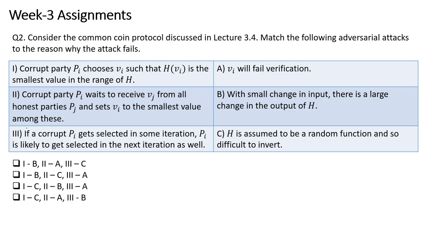This is the next question. Consider the common coin protocol discussed in the lecture. Match the following adversarial attacks to the reason why the attack fails. So the first attack is: corrupt party pi chooses vi such that the hash value of vi is the smallest value in the range of h. Now h is basically a hash function modeled as a random oracle.